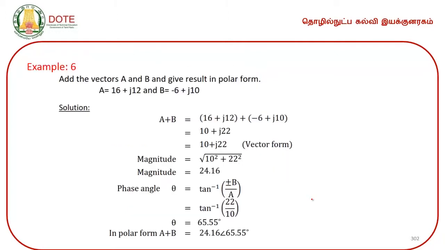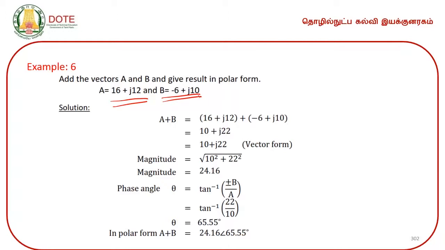Example 6. So far, whatever we have done is, we have either converted the rectangular quantity to equivalent polar or polar quantity to equivalent rectangular form. Now, we are going to do some simple operations like additions, subtractions, multiplications and division using the rectangular quantity as well as the polar quantity. Now, we are going to add the two vectors, A is equal to 16 plus j 12 and B is equal to minus 6 plus j 10.